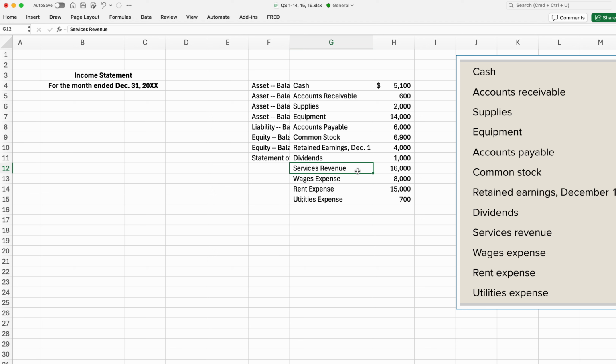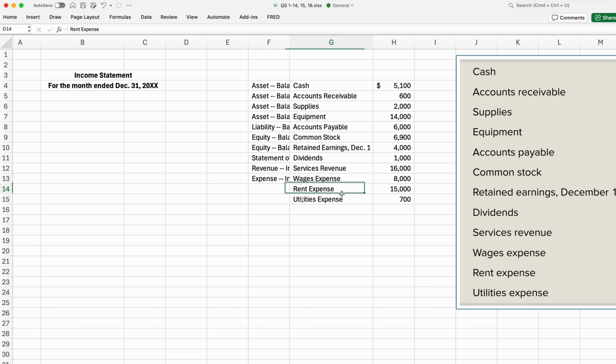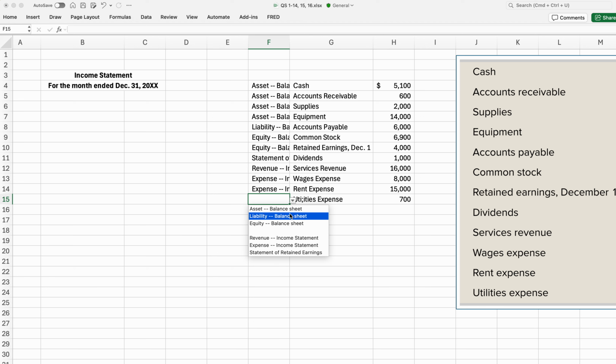Service revenue, that's what we create during the month of December. Those are services that we have done for our customers, so that is going to be on the income statement. Wages, we got an expense. We have to pay our employees. Rent expense, once again, the landlord wants its money. Utilities expense, if it's spelled right, is another income statement account.